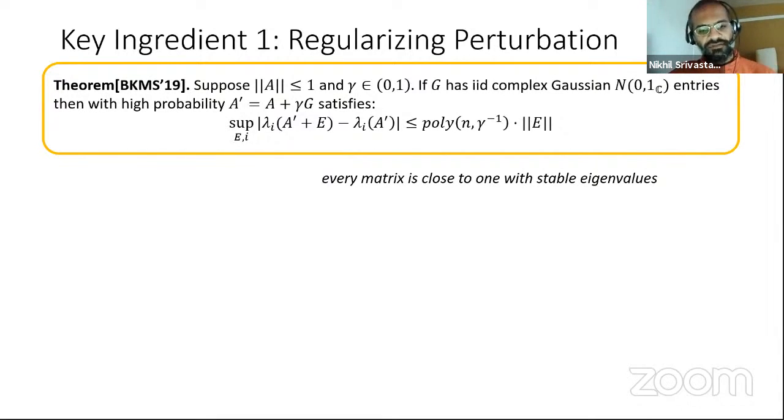So the summary of this is every matrix is close to a matrix which has stable eigenvalues. And the way you find this matrix is by just adding a small random complex Gaussian matrix.